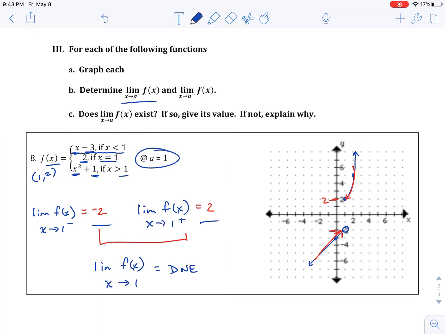Okay, so big idea. Make sure you understand that negative means coming from the left, positive means coming from the right. They have to come to the same point in order for it to exist.